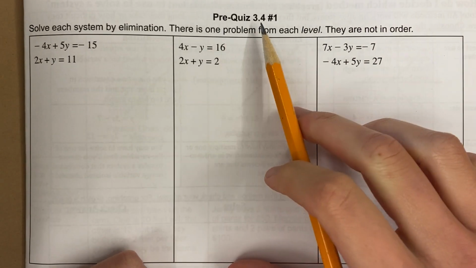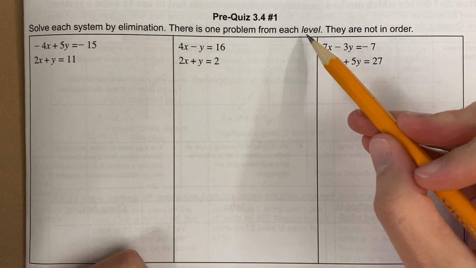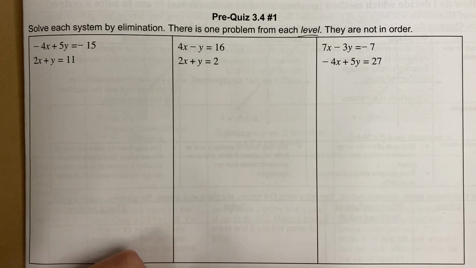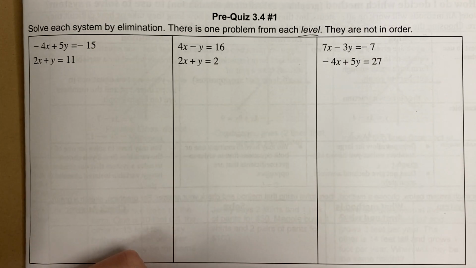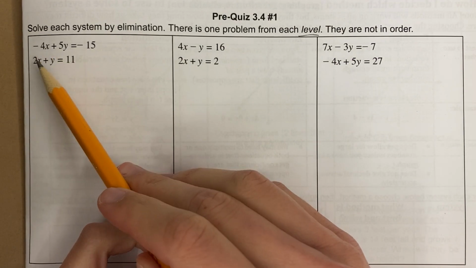So when I go to take this quiz 3.4, I'm going to get 3 problems, and one is going to be level 1, one's going to be level 2, and one's going to be level 3. What I might consider doing on the quiz is going through and looking at each problem and finding the level 1 first. Because when I look at each of these problems, what I'm looking for is coefficients of one variable that are opposites.